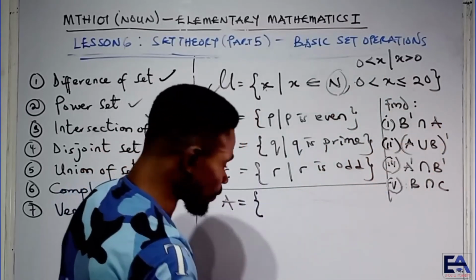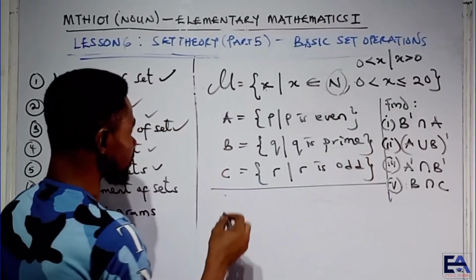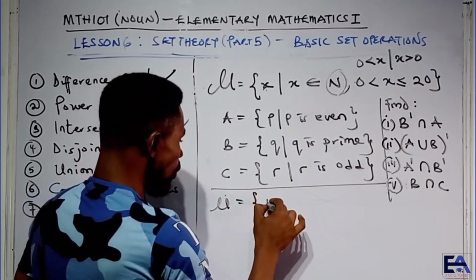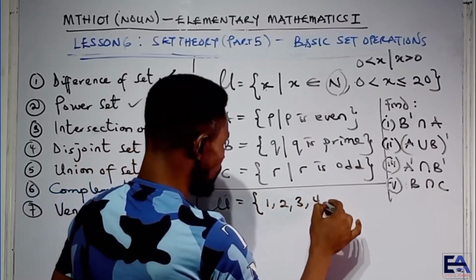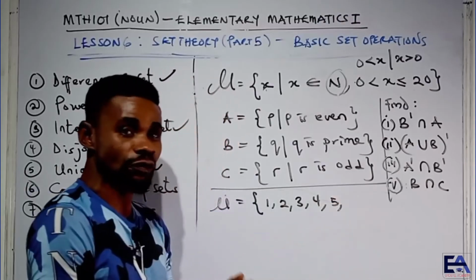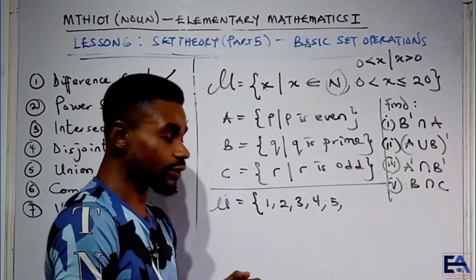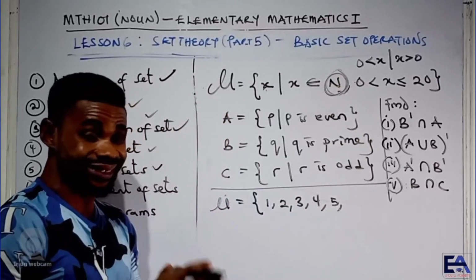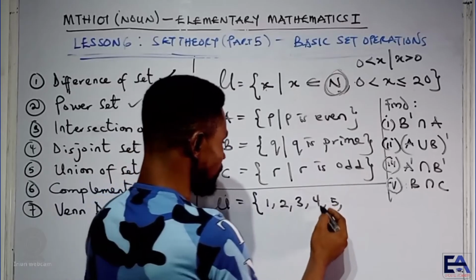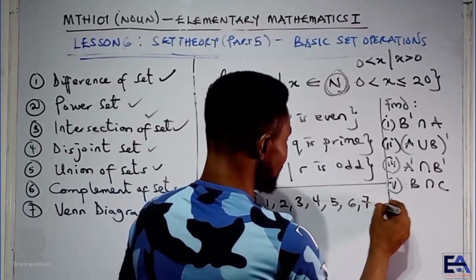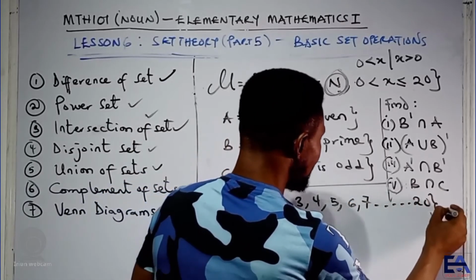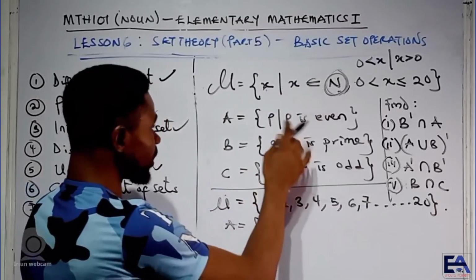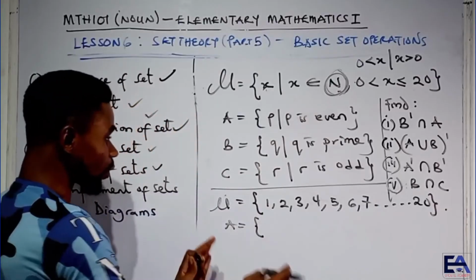So first and foremost, it means that the universal set is going to be something like this: 1, 2, 3, 4, 5. A natural number is a positive whole number. When you see this N, it means the set of all possible positive whole numbers. So we have 1, 2, 3, 4, 5, 6, 7, and everything goes on to 20. Then set A in its own case, we are looking for even numbers within this range.